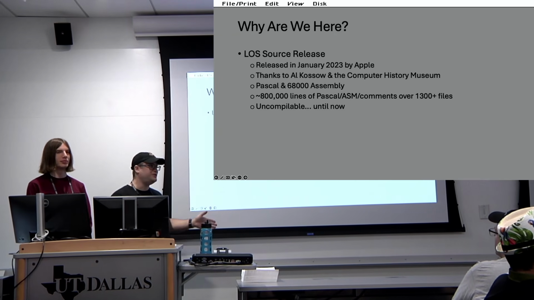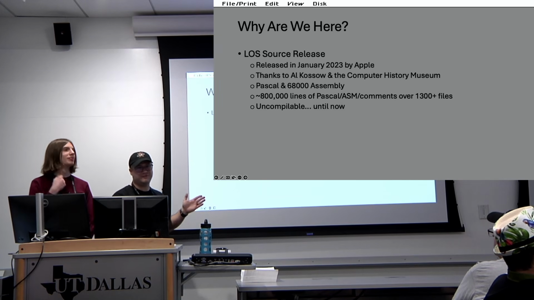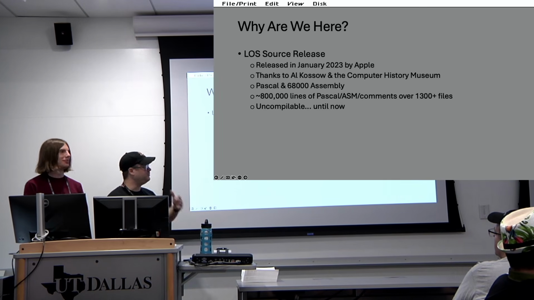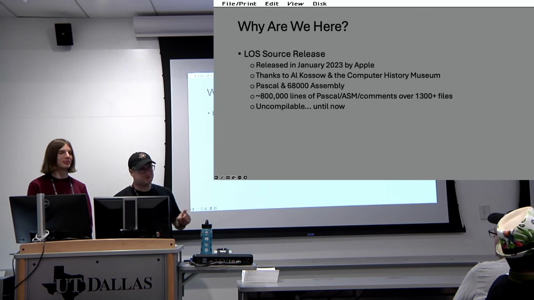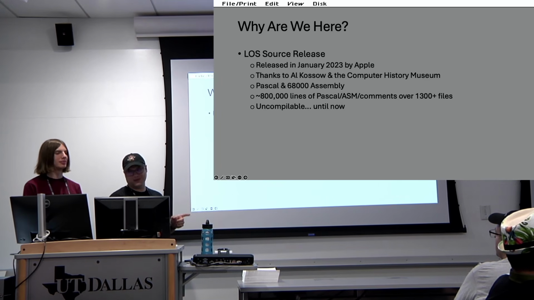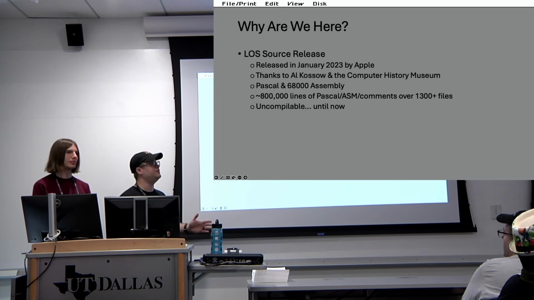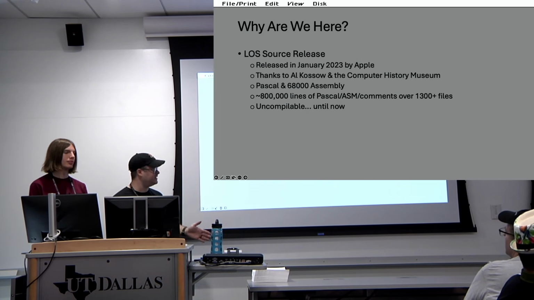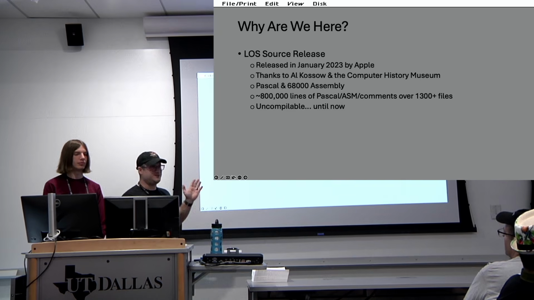But back in January of 2023, Apple, with a lot of heavy lifting done by Al Caso and the Computer History Museum, decided to release the source code, asterisk, almost in its entirety for the Lisa operating system. It is entirely written in a variant of UCSD Pascal and 68,000 assembly. There's about 800,000 lines of stuff.